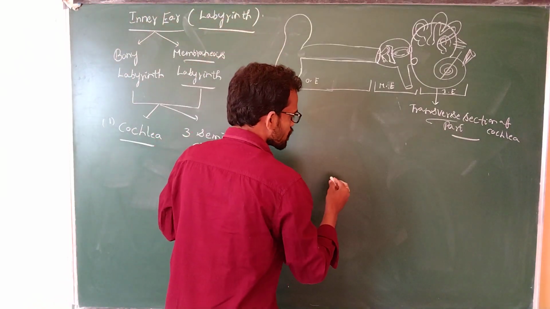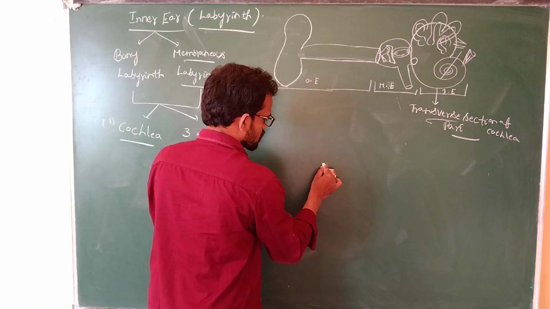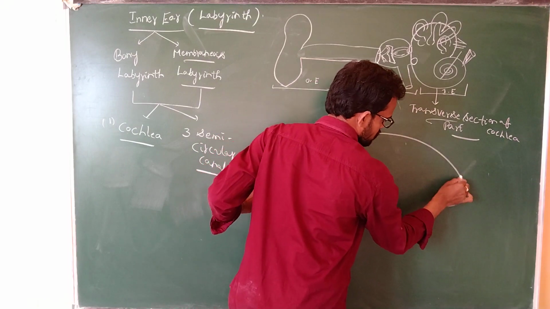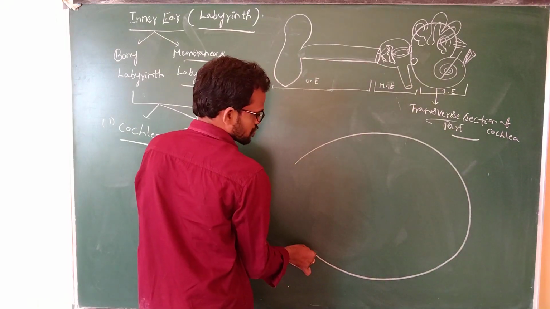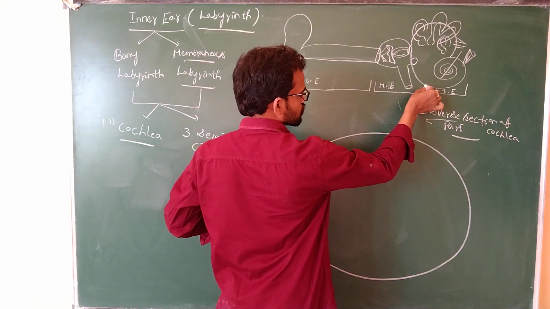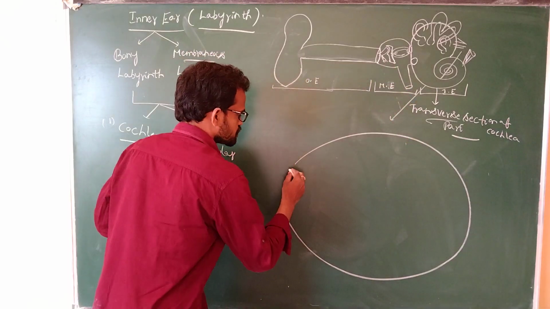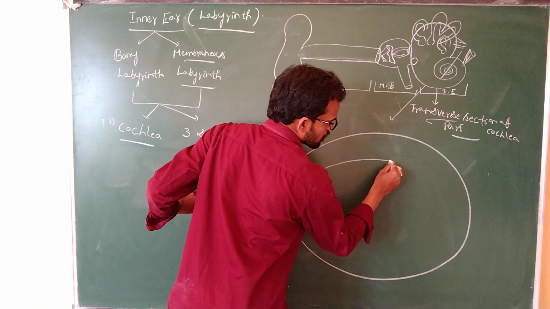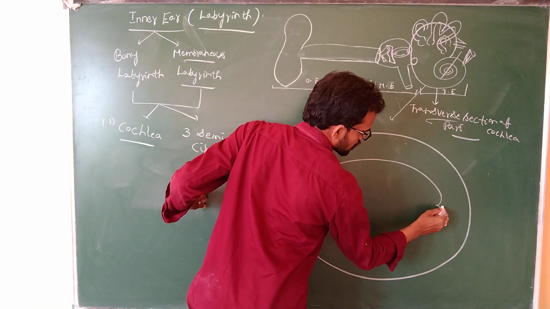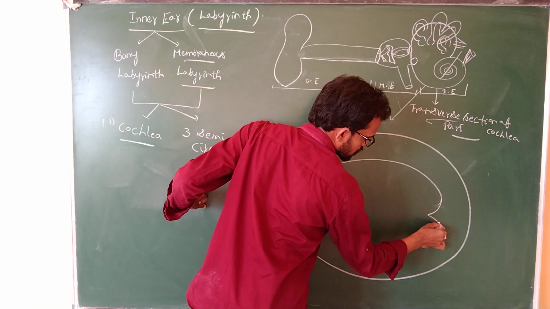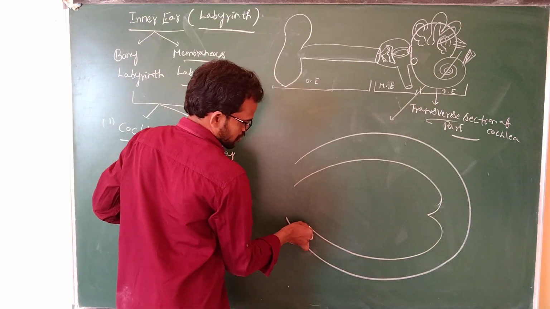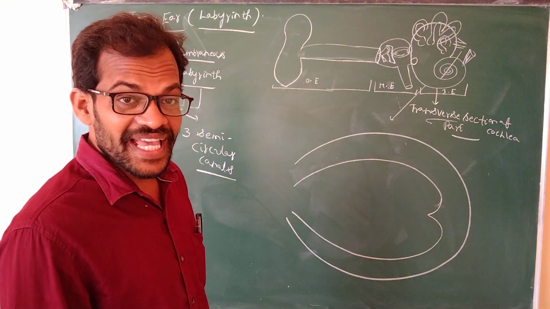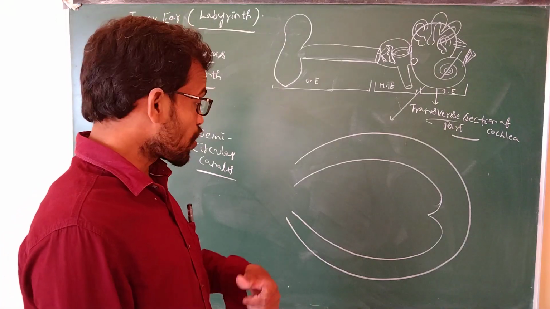Coming to the next one, see here. The transverse section of this cochlear part: how the membranous part and bony parts are arranged.